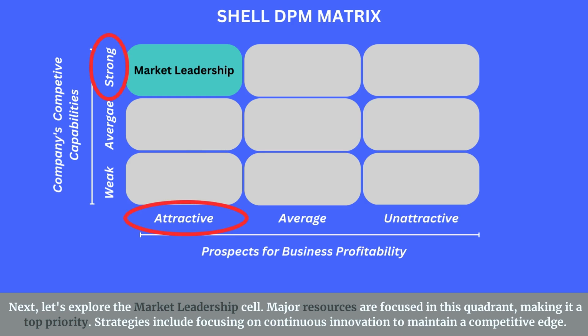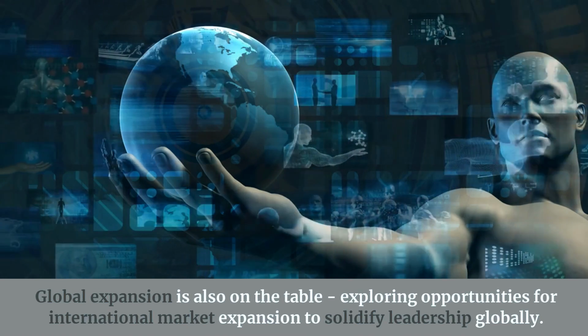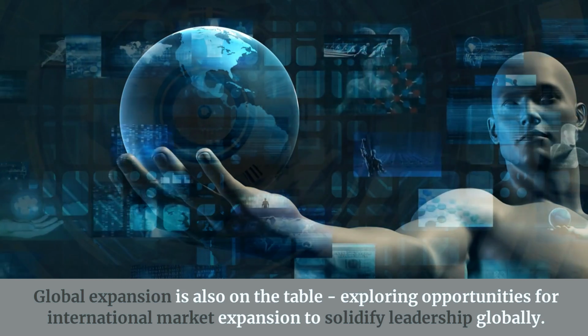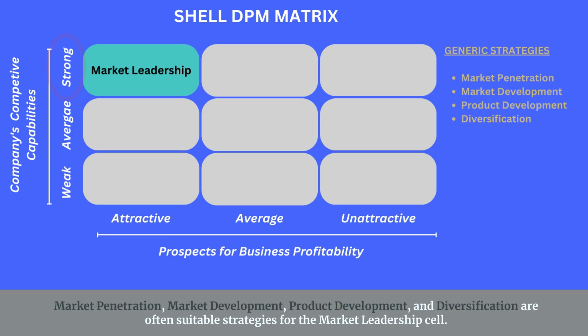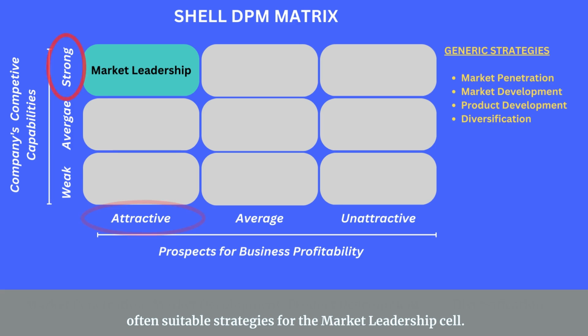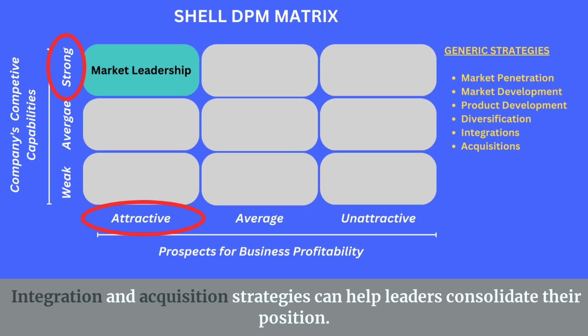Next, let's explore the market leadership cell. Major resources are focused in this quadrant, making it a top priority. Strategies include focusing on continuous innovation to maintain a competitive edge. Global expansion is also on the table, exploring opportunities for international market expansion to solidify leadership globally. Market penetration, market development, product development, and diversification are often suitable strategies for the market leadership cell. Integration and acquisition strategies can help leaders consolidate their position.